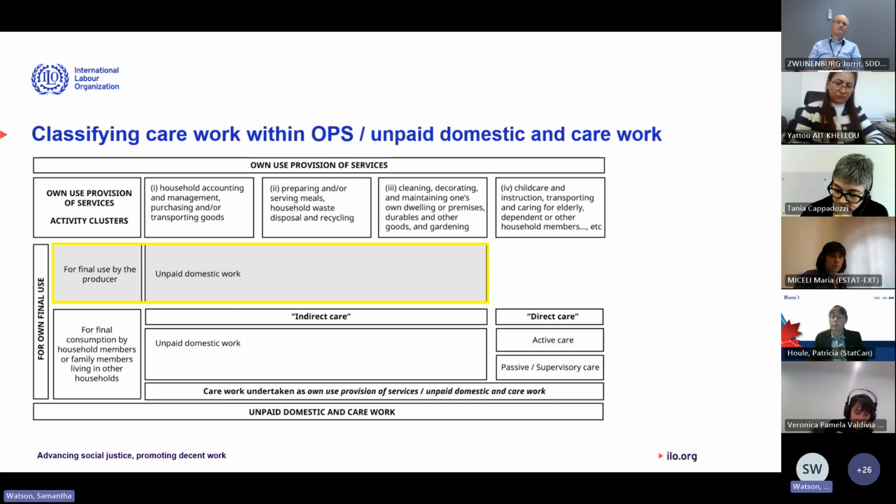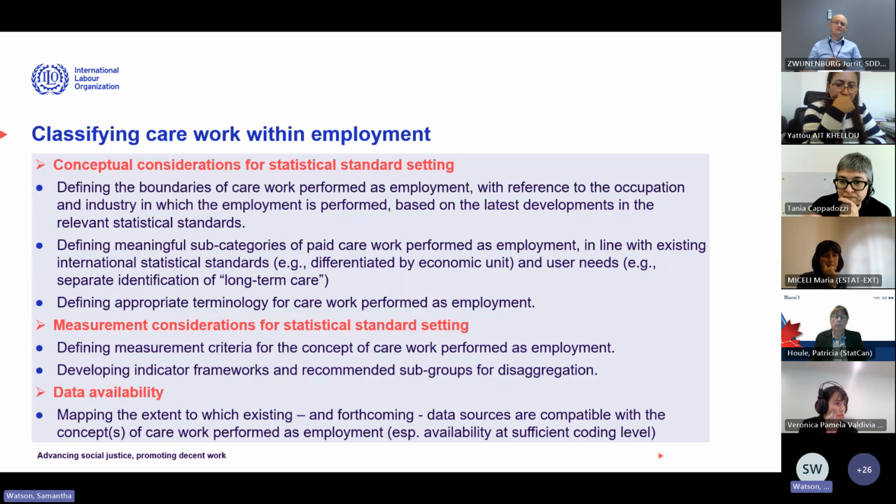This is just showing the conceptual framework for own provision of services, broken down into direct care, composed of active and passive or supervisory care, and indirect care, which is forming the basis of our new measurement guidance. So including all of them in the measurement guidance, though of course when it comes to SNA, there are wider questions that Patricia's very nicely delineated as to what actually gets measured there.